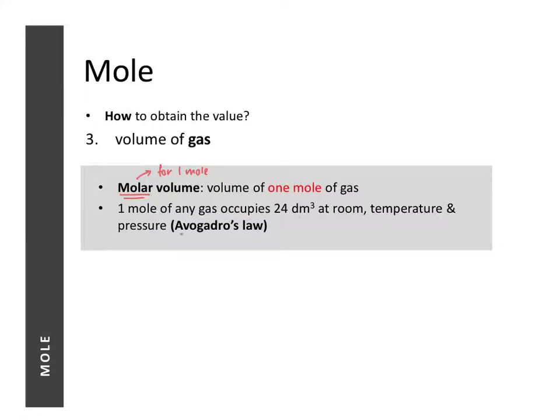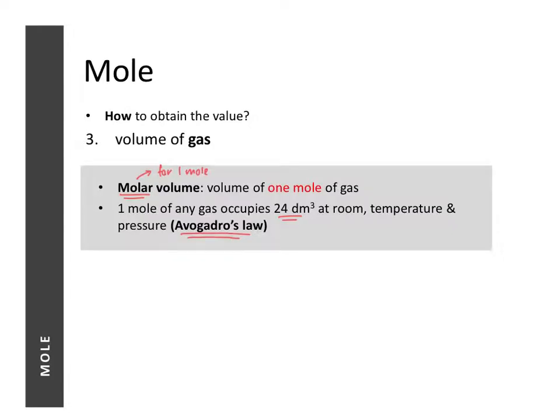It's called Avogadro's law. A long time ago, a scientist named Avogadro found out that 1 mole of any gas, be it carbon dioxide, nitrogen, or any other gas, actually occupies the same volume regardless of the gas that we are looking at. And that volume is 24 dm cube at room temperature and pressure.